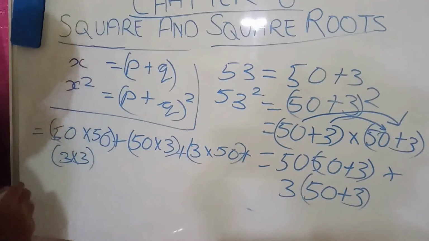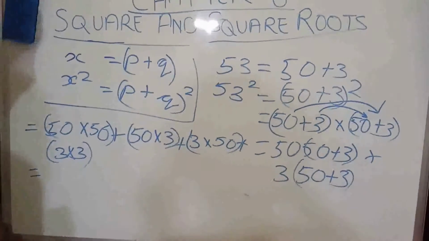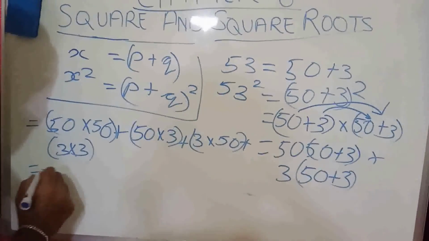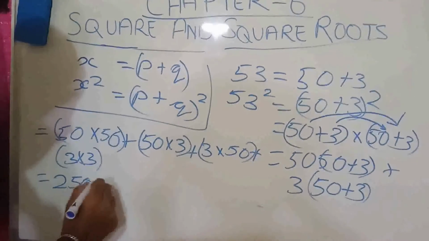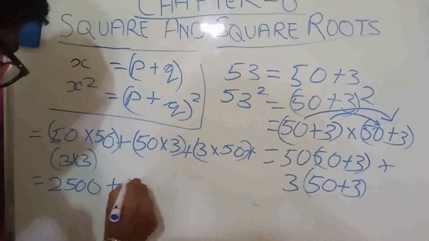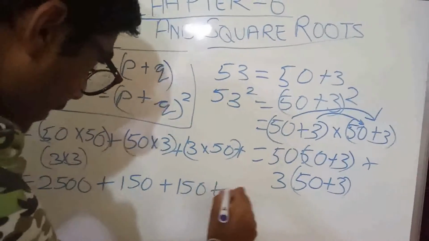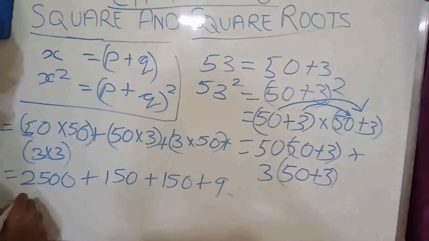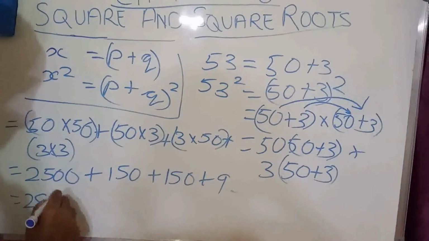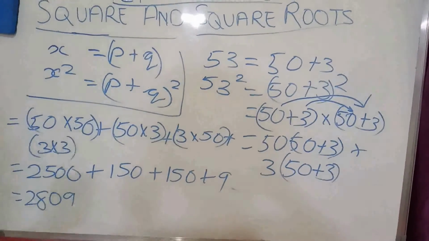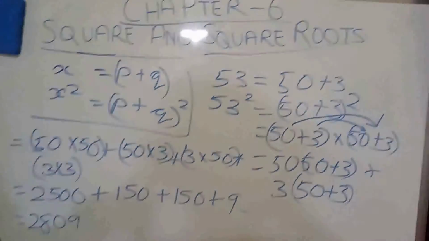This is a simplification of what we were learning in algebra last year. So 50 into 50 will be 2500 plus 150 plus 150 plus 9. So it will be 2809. So this is a very easy simplification of how to find square.